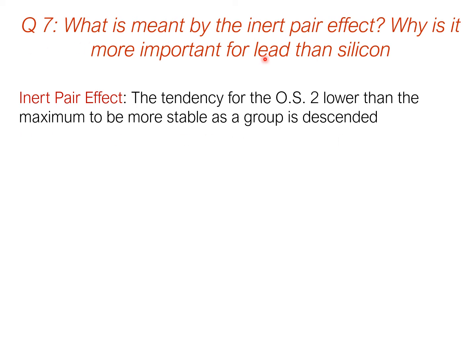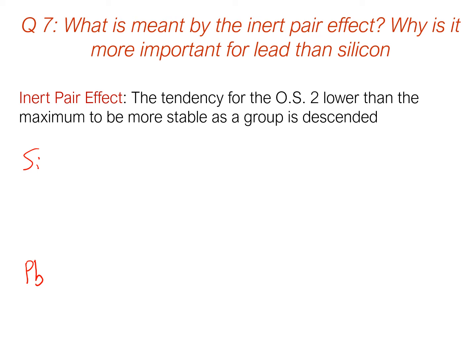So it's the tendency of the oxidation state 2 lower than the maximum to be more stable at the bottom of the group. So let's take the example in the question to look at it. So we've got silicon, which is fairly near the top of the group. It's in the 3rd period, carbon's above it in group 14. And then lead is near the bottom of the group, or at the bottom of the group.